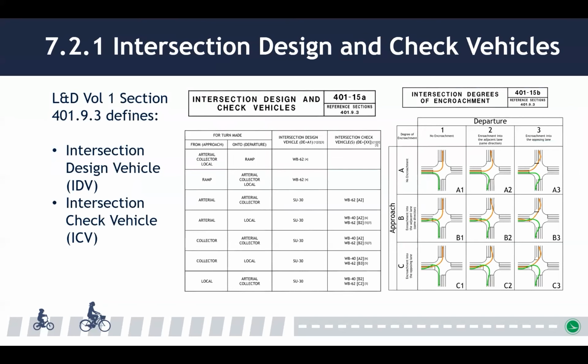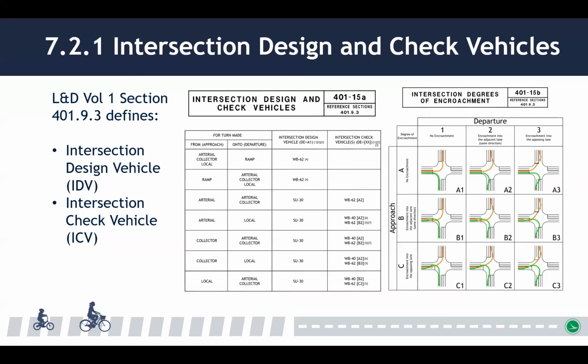To evaluate intersections, designers must first select the appropriate intersection design and check vehicle. The L&D defines the intersection design vehicle as the largest standard vehicle frequently making the turning maneuver at the intersection. The intersection design vehicle must make the turning maneuver without encroaching into other lanes and without encroaching onto the shoulder or the gutter. The intersection check vehicle used for intersection turning movements is typically larger than the intersection design vehicle and makes the turning maneuver less frequently.